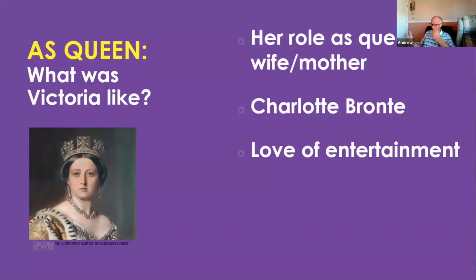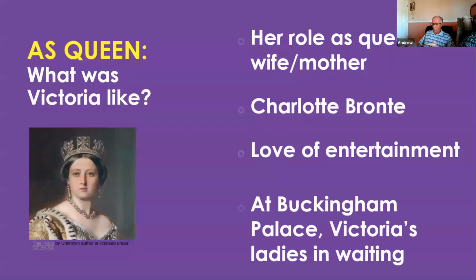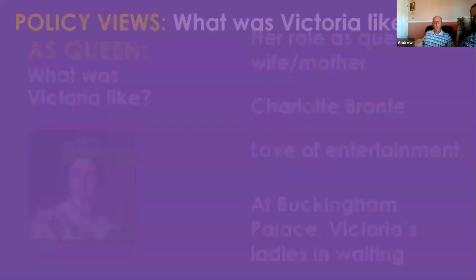She likes entertainment. A funny little story. In 1837, there was a famous lion tamer, Isaac van Amburgh. She went to see him 6 times at Drury Lane, which is in the West End. And I've also mentioned that she loved to have her ladies in waiting sing and play the piano, and they were all expected to sight-read music. If you couldn't sight-read music, Victoria was not interested in you. So let's go to policy views.